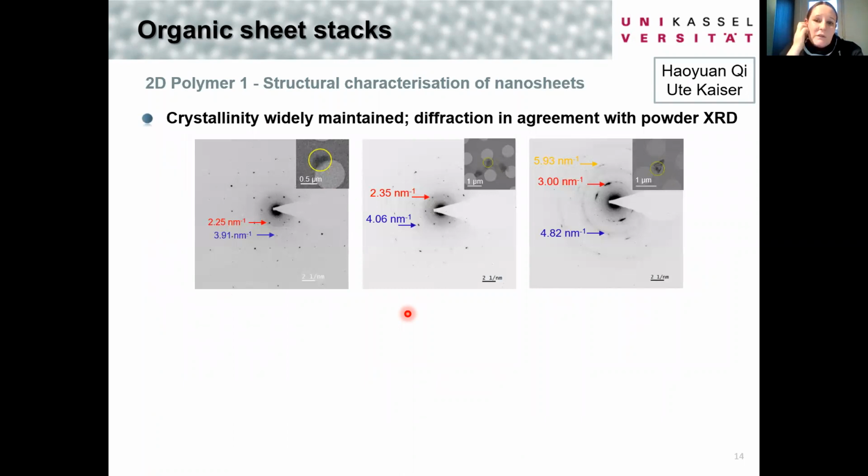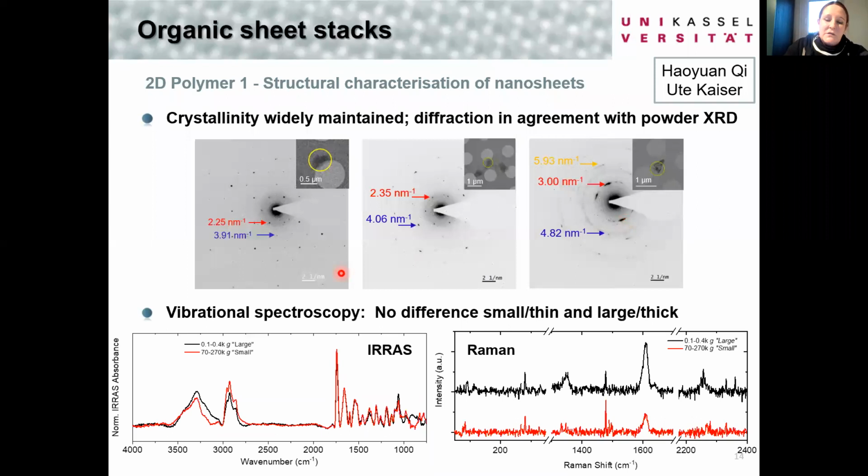We also, for this material, went into more detail. This was work done in Ute Kaiser's group in Ulm with Hao Wan. And he looked at TEM and actually saw that the structures are crystalline. Sometimes when they're folded, you get these diffraction rings. But in some cases, you actually see the individual diffraction spots. We also checked with vibrational spectroscopy and could confirm that we don't do damage to the sheets, at least not to the extent that we can see it.